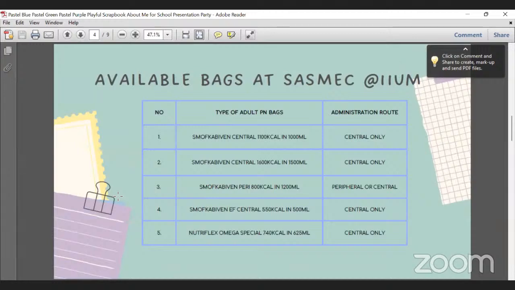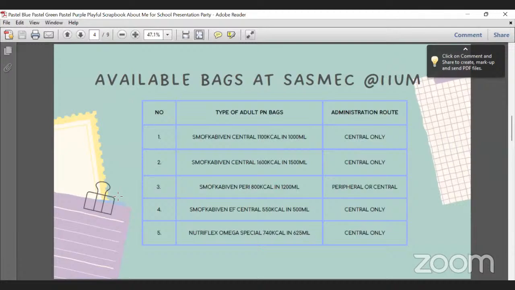So these are the list of the available bags at our hospital. We have Smofkabiven Central 1100 kcal in 1000 ml, Smofkabiven Central 1600 kcal in 1.5 liters, Smofkabiven Peripheral 800 kcal in 1.2 liters, and Smofkabiven EF. EF stands for electrolyte free, which means there is no electrolyte at all in the bag. Smofkabiven EF Central 550 kcal in 500 ml. And the last one is NutriFlex Omega Special 740 kcal in 625 ml.